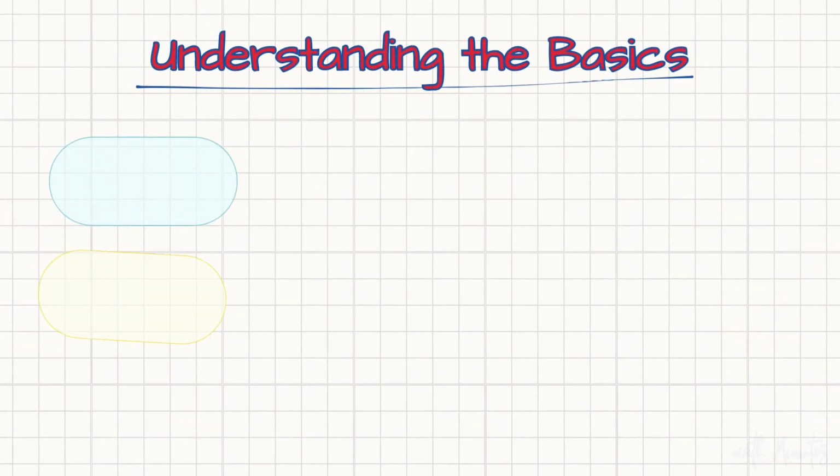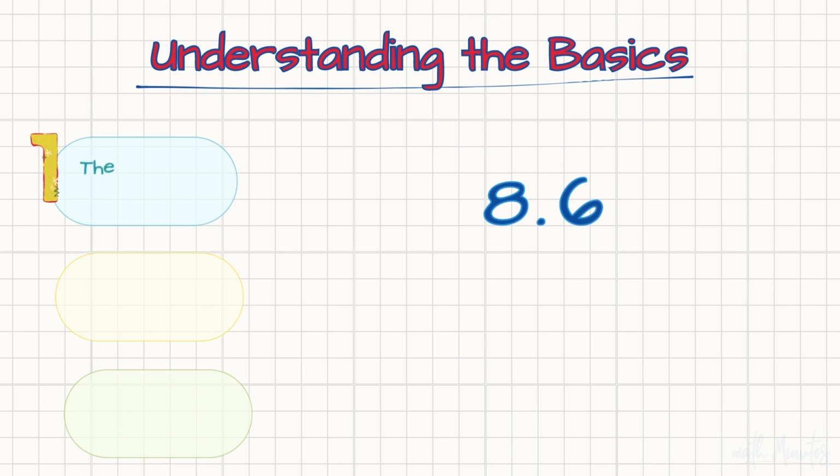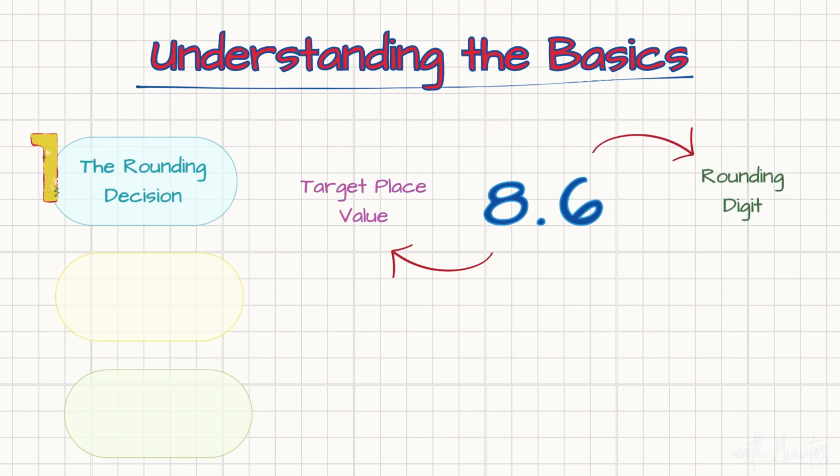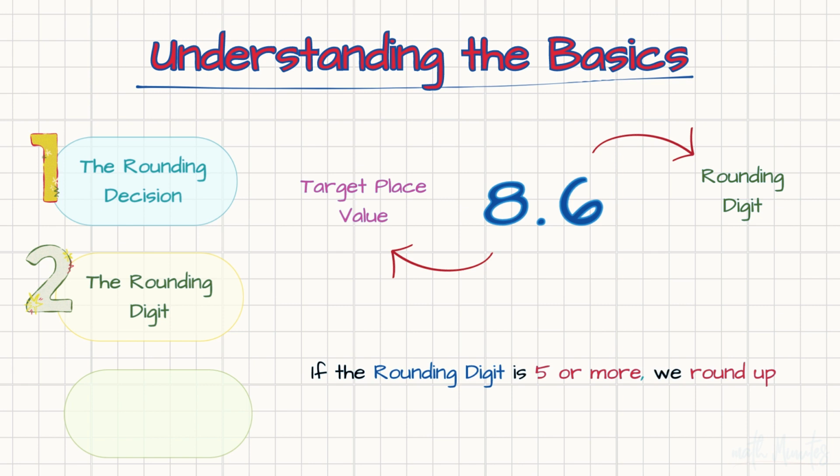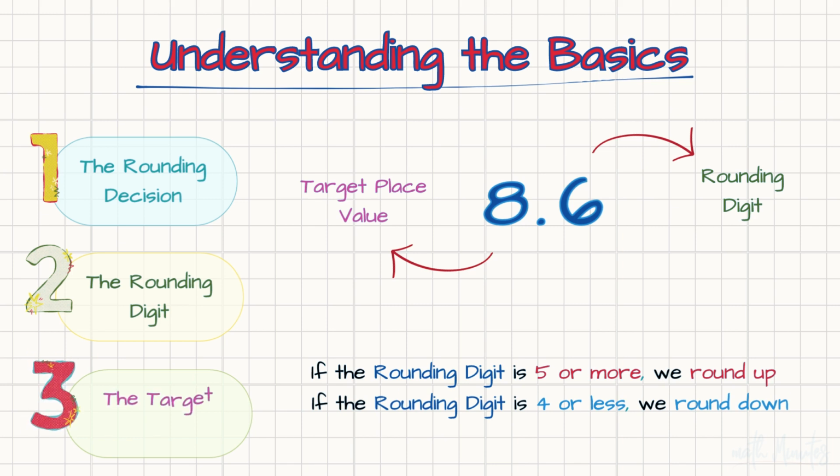Let's explore that next. To grasp the concept, let's examine the rounding process step by step. When rounding, we encounter a critical juncture, the rounding decision. This decision depends on the digit to the right of the desired place value, known as the rounding digit. To determine the rounding digit, we look to the digit immediately to the right of the desired place value. If this digit is 5 or greater, we round up. If it's 4 or less, we round down.